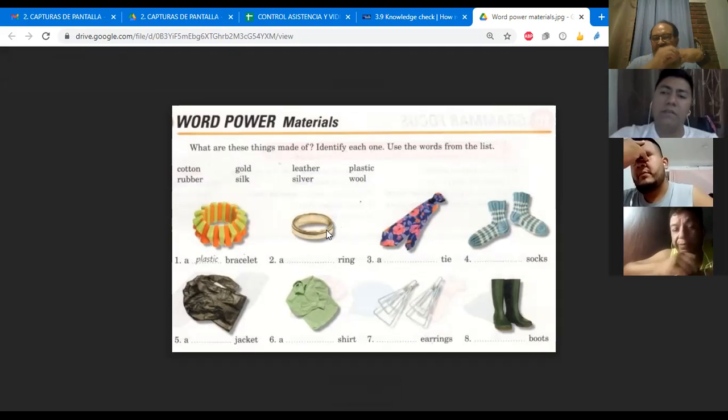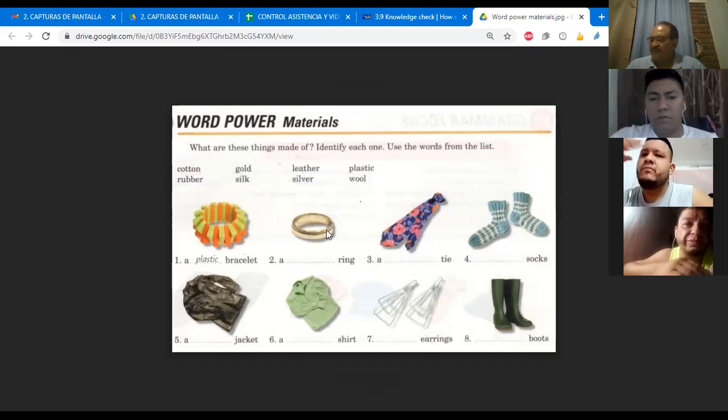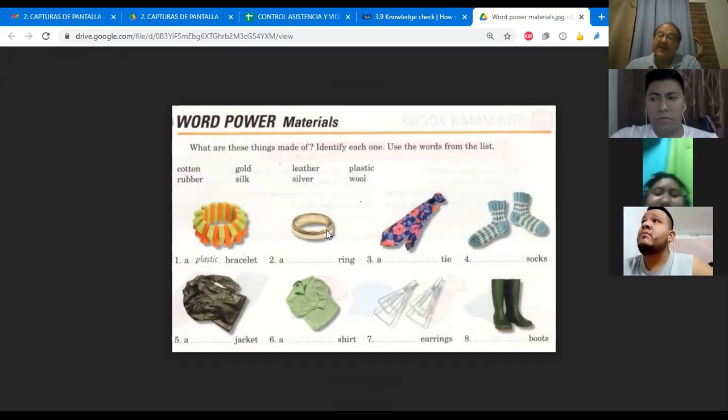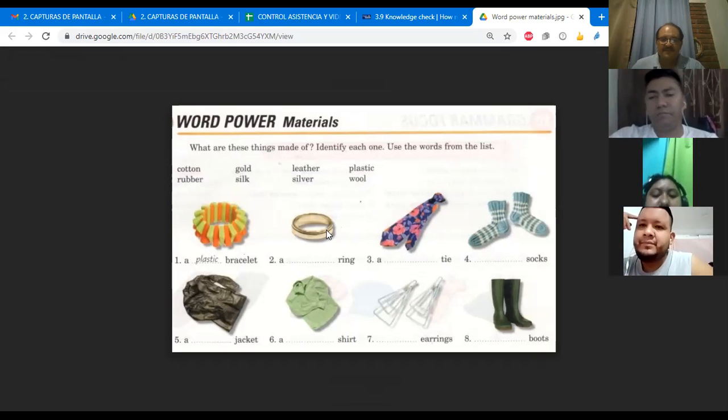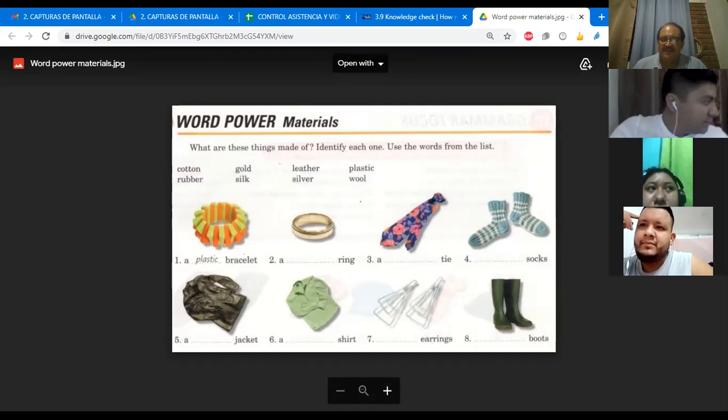Okay, when you get married. What is the material of the ring? Gold. Silver, or silver too, right? Gold or silver, or iron. In this case, because of the color and the material, we can say it's gold, right? But sometimes it's gold, sometimes it's silver, and sometimes it's iron. Yes, it's true.